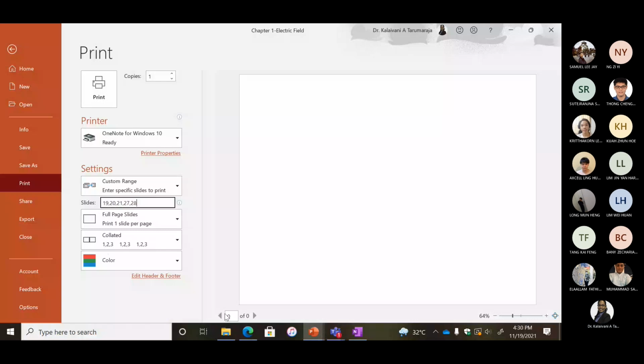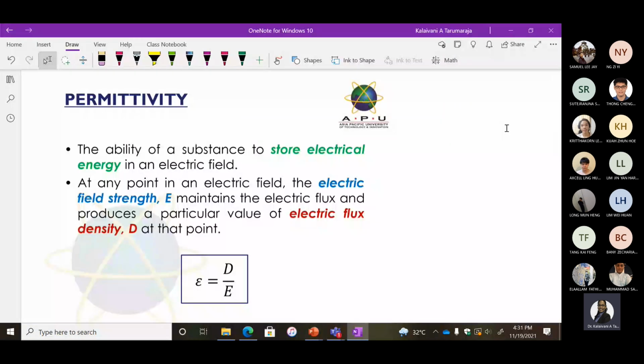This means this one. Okay, permittivity, substance of the stored electrical energy in electrical field. So they have a formula that we need to use to calculate. At this point, they just let you know based on the electric field how they calculate based on the equation. So this is the one we call electric field strength, which is a capital letter E. Maintain, have the electric flux and produce a particular value of electric flux density, which we call D. So take note, the D stands for electric flux density.